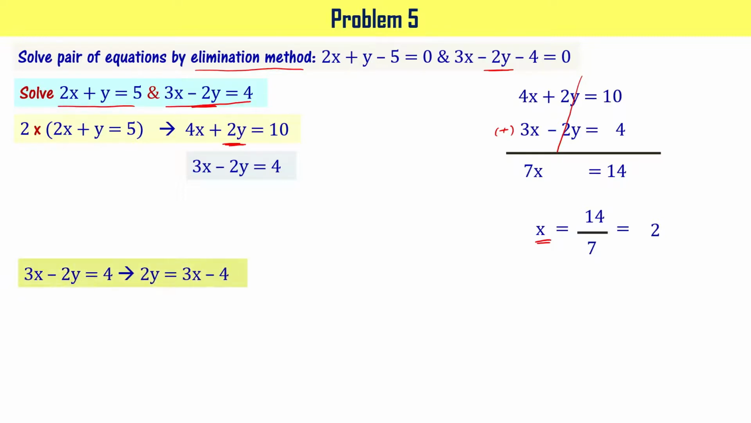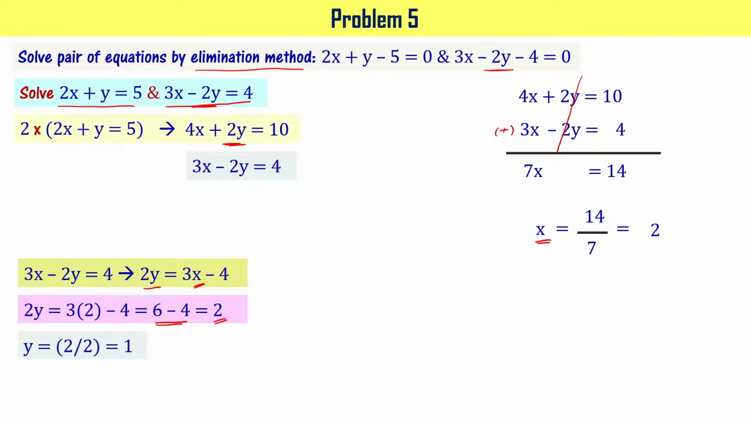So let me consider 3x minus 2y equal to 4 as the equation and write it as 2y equal to 3x minus 4. Now if I substitute x equal to 2 into this equation, I know the value of 2y, right? Let's write that. 2y equal to 3 times 2 minus 4, that is equal to 6 minus 4, that is equal to 2. Meaning 2y equal to 2, it means y equal to 1, right?